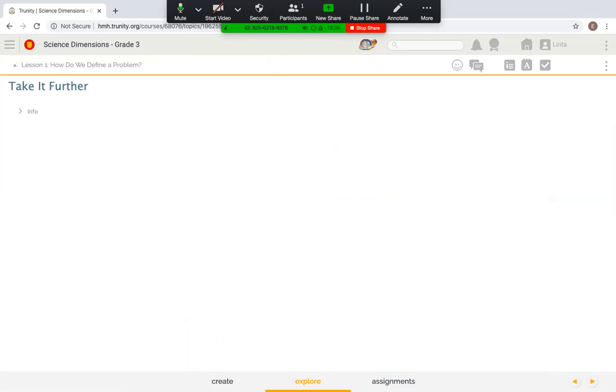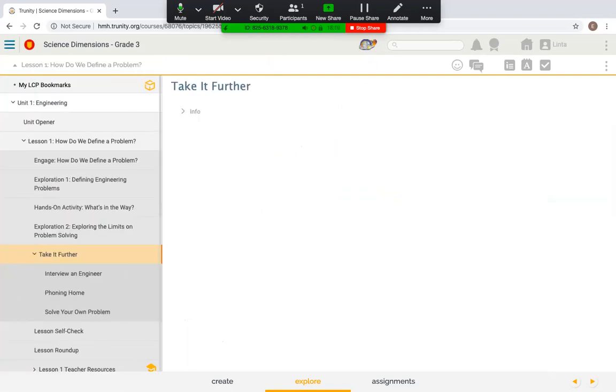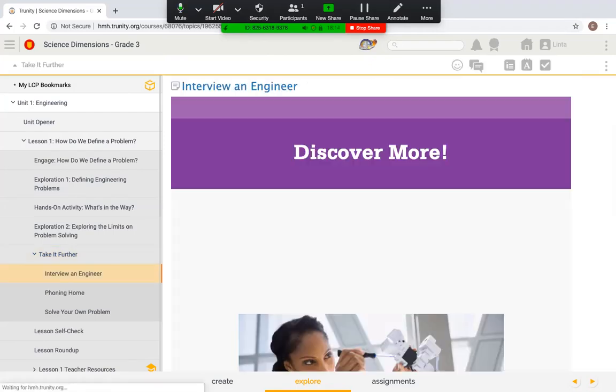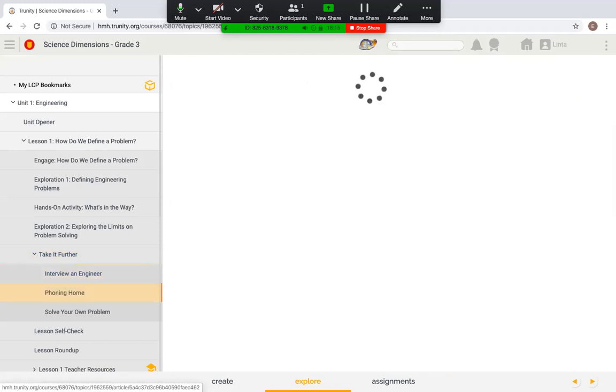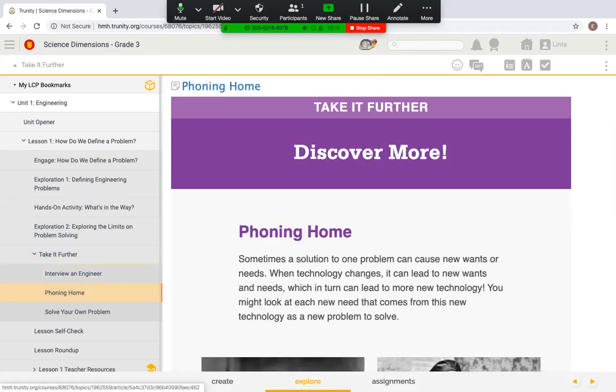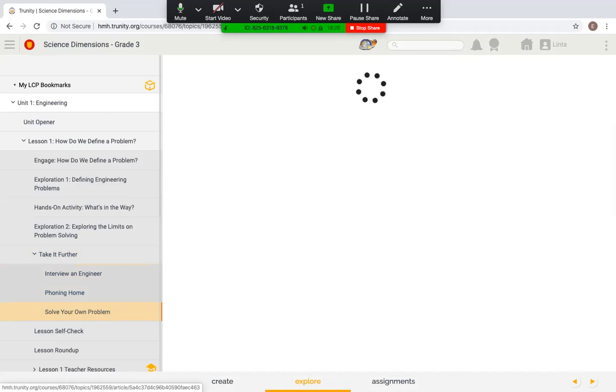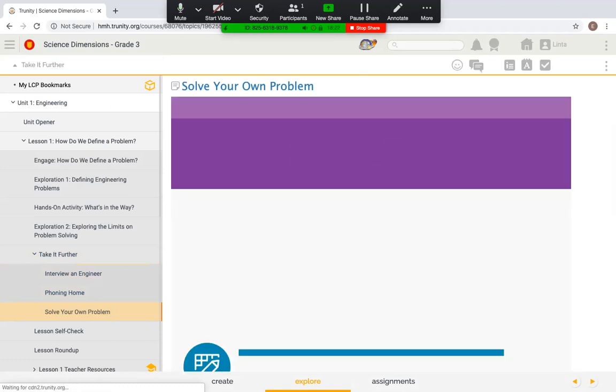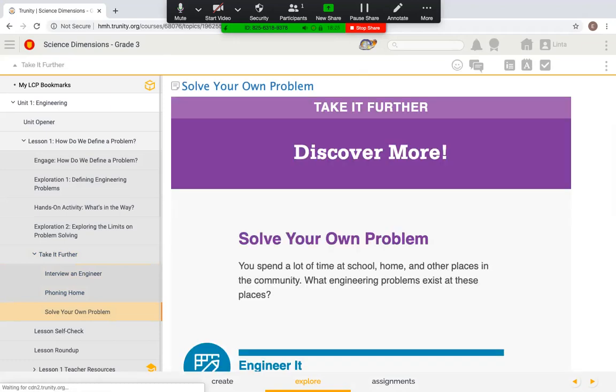Would you like to take the lesson further and explore more about it? Let's see. We have interviewing an engineer. We have phoning home and solve your own problem. These are the sections or the new concepts we will be exploring in our next meeting.